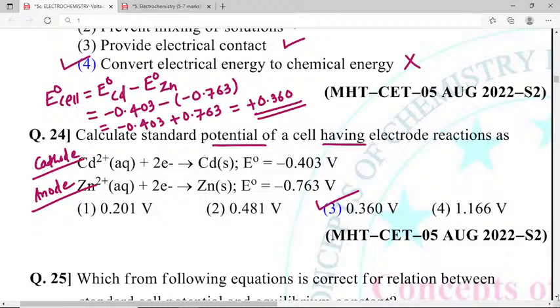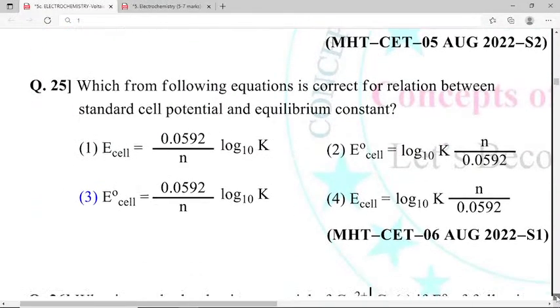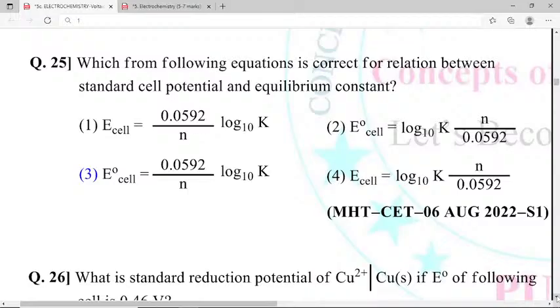Design a cell in such a way that the EMF of the cell should be positive. Got it everyone? 0.360. Next.